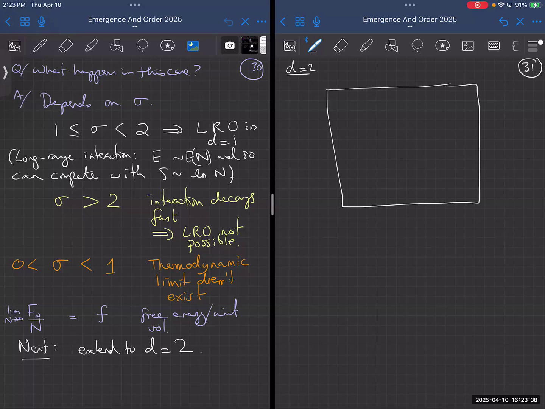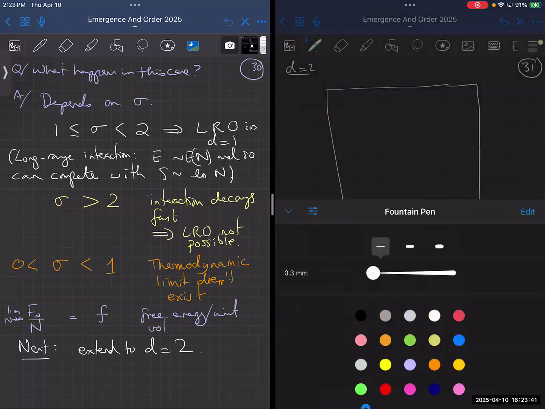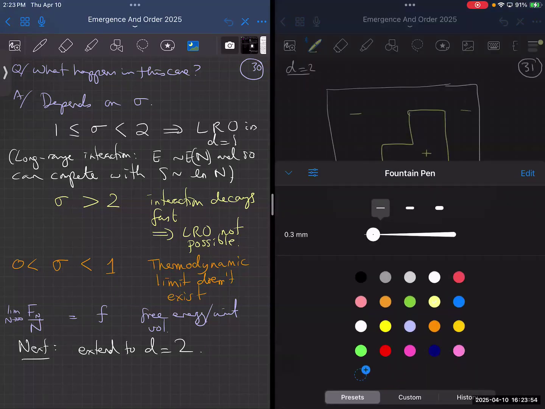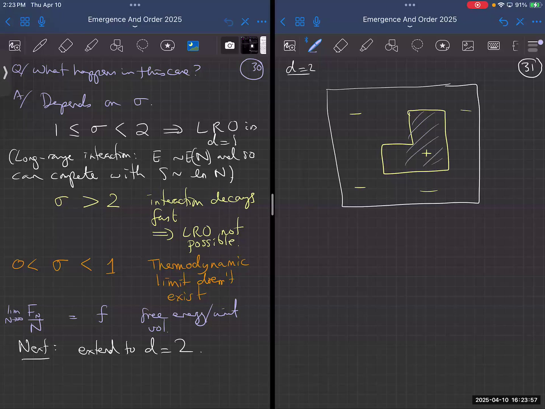So you could imagine that if this is my system, then what I have in here is, say, some blob like this, where all the spins here are pointing up, and then all the spins around that are pointing down. So this is a domain of plus spins, up spins, in a background of minus spins, spins pointing down.